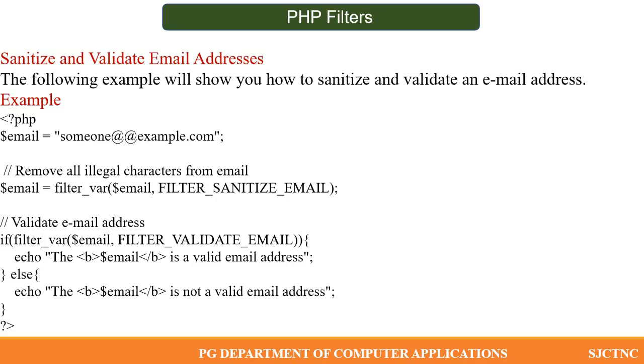Then secondly, we validate the email address. In the if condition we are using the filter_var function, where the email address stored in the variable email is given with FILTER_VALIDATE_EMAIL as the filter. If it is a proper valid email address, you will get the message that the given email ID is a valid email address. Otherwise, you will get the else part: the given email ID is not a valid email address.